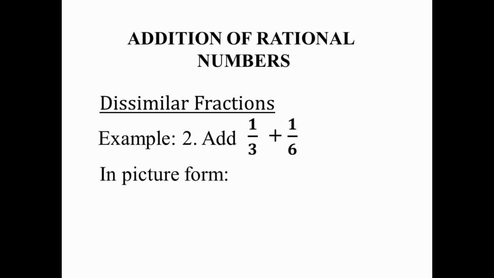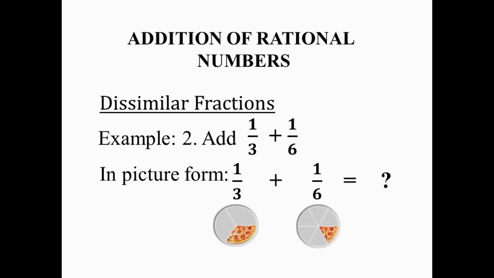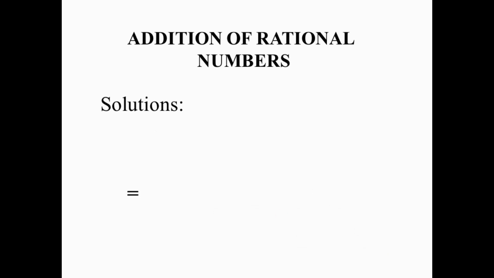Okay, let me show you first in picture form. This is for the 1/3. We have 3 slices of pizza, then 1 remains, so 1 out of 3. And then 6 slices of pizza, then 1 remains, so 1 out of 6. Then the unknown fraction. Alright? So let us make the two fractions similar first. Okay?